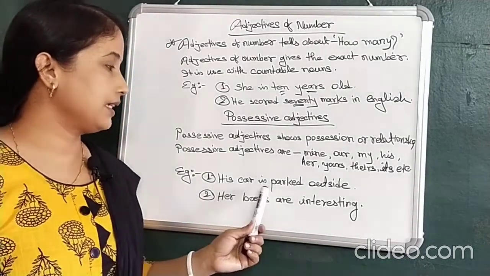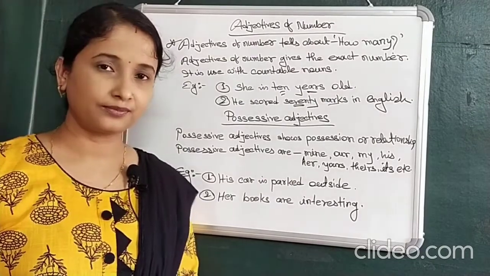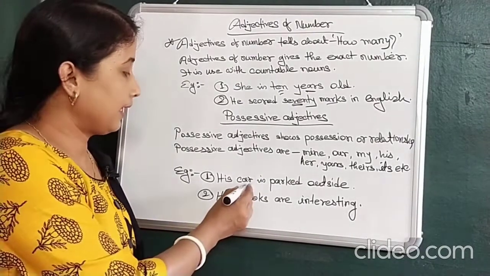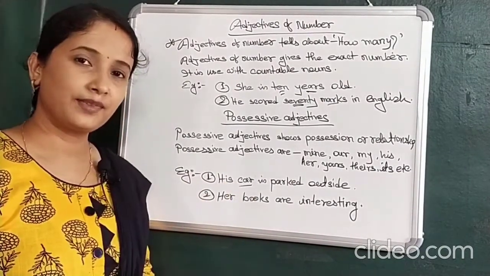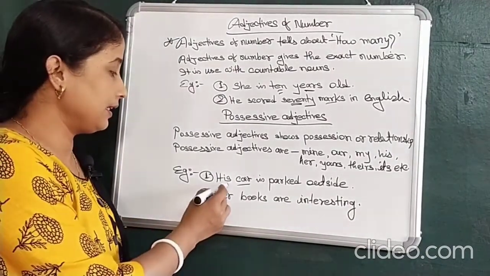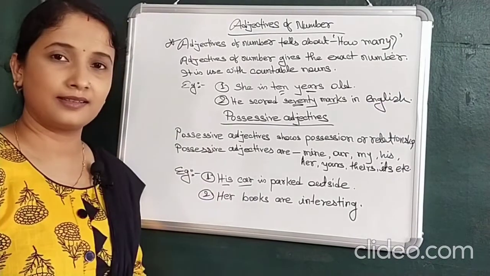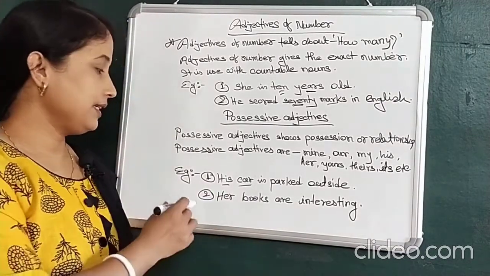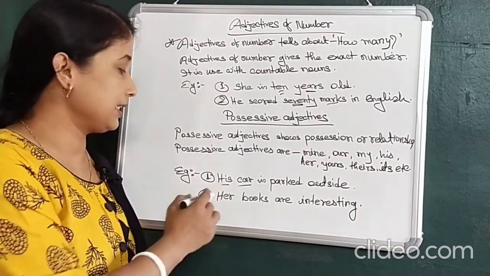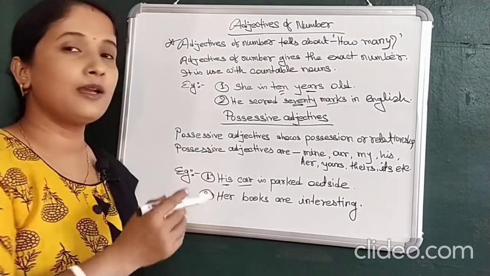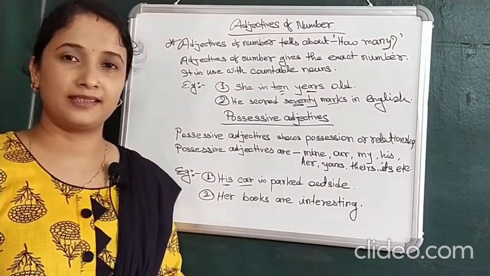Now let's see an example of possessive adjectives. His car is parked outside. Here car is a noun and his is the ownership of this car. So his is here a possessive adjective.